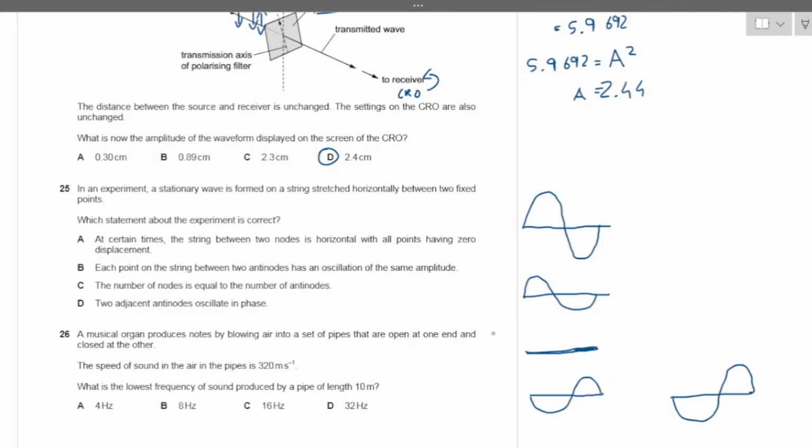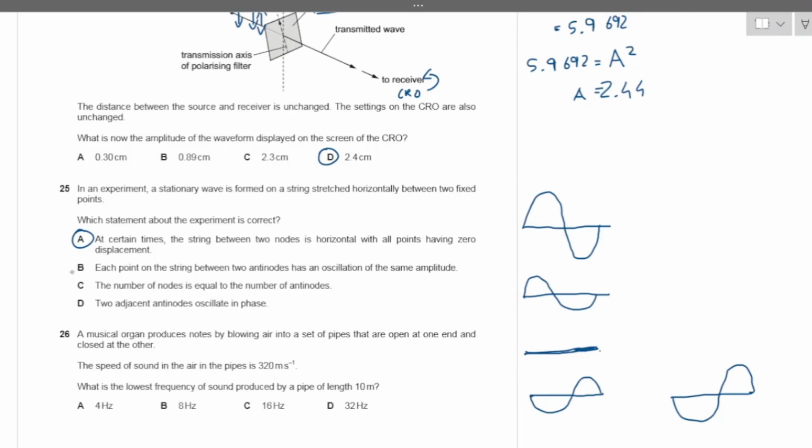You can see it eventually reaches this undisturbed position in which all the points are lying on that undisturbed position. So the string between two nodes is horizontal. That's true. Between two nodes, if we pick, eventually this string would reach the undisturbed position, all points having zero displacement. That is correct. True. Option B then.